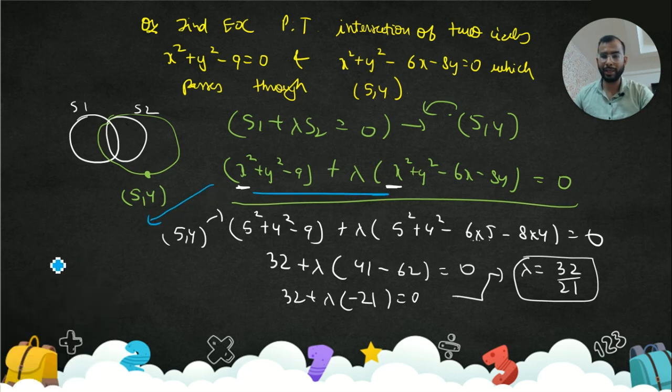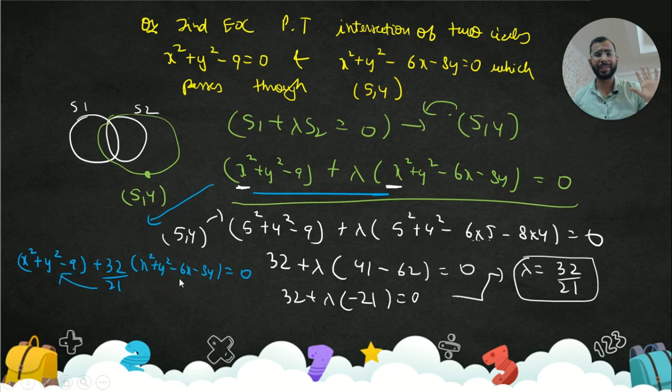Look, we won't solve it completely, I'll just write it. x square plus y square minus 9 plus 32 upon 21 into x square plus y square minus 6x minus 8y equal to 0. 21 will be multiplied here and then you can open this normally. Easy. S1 plus lambda S2 equal to 0. Substitute the point 5, 4 here. Solve this, get lambda and substitute again. Easy everyone, all with me.